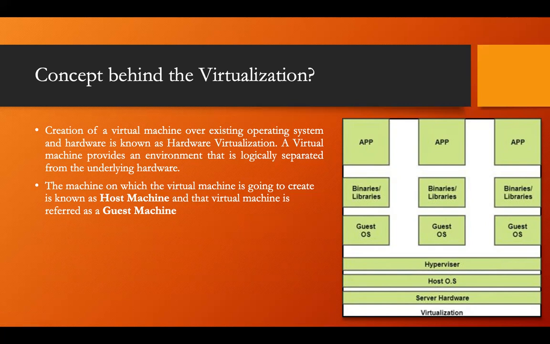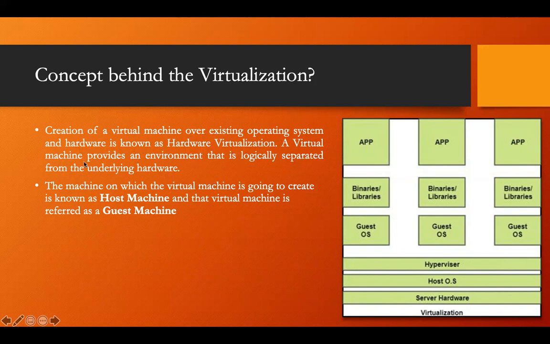And the hypervisor is virtualization software, or a virtualization application, which works on a host operating system to create different guest operating systems. These guest operating systems work in one particular virtual machine, and each guest operating system will have access only to the physical hardware which belongs to that particular virtual machine. So the creation of a virtual machine over an existing operating system and hardware is known as hardware virtualization.